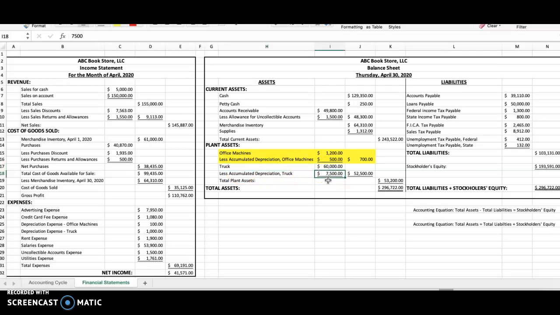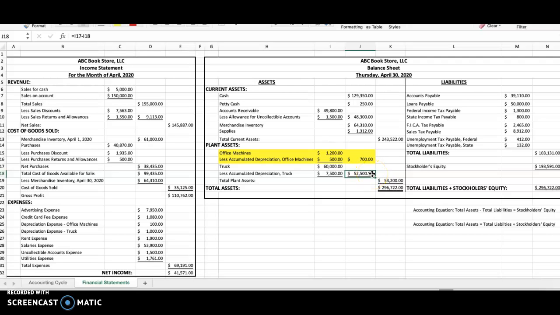Accumulated depreciation is shown here, and with the net value is 52,500. So that's something we've had in the past, and now that would be shown under a heading plant assets. Sometimes you'll hear the term book value, and in a sense, this is what our books show as the value of our office machines. The net value, the book value is 700. The book value of our truck now at this time on April 30th, 2020 is 52,500.